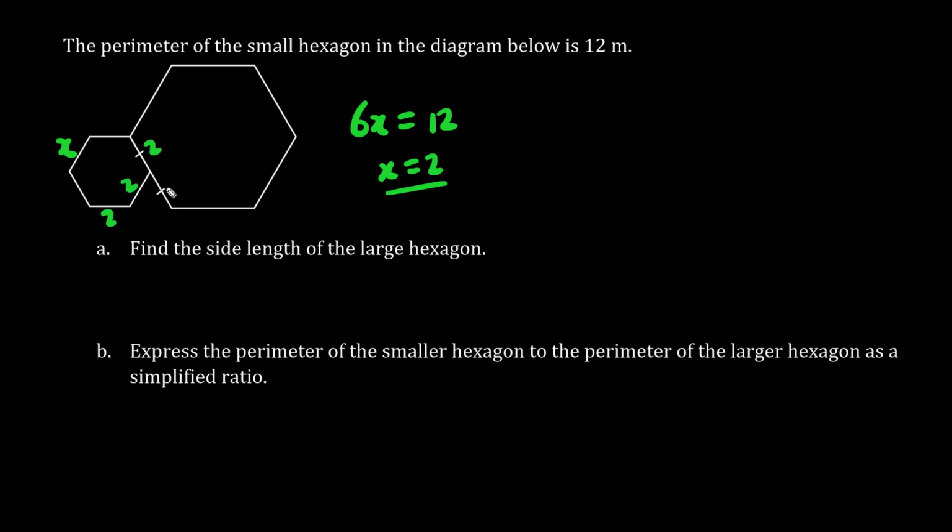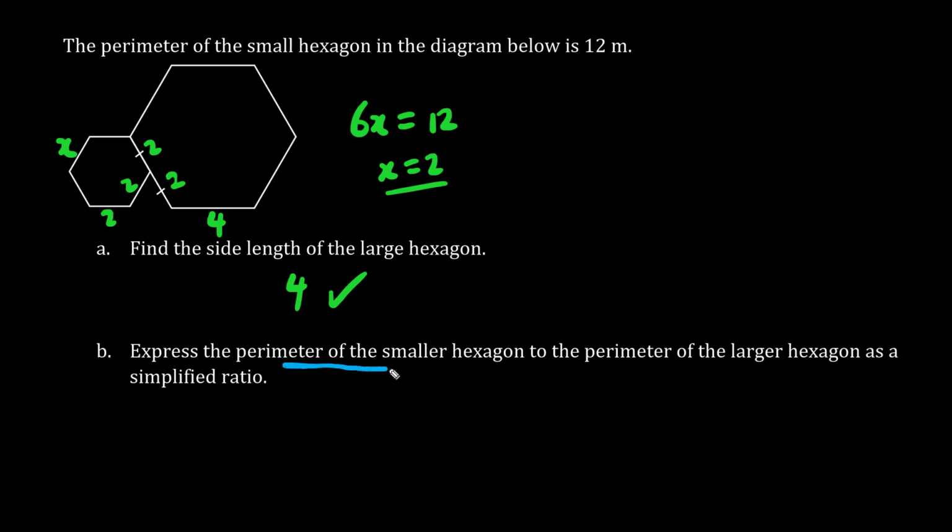2, 2. And for the larger hexagon, these are the same. So we have 2 plus 2 is 4. So each side length in the larger hexagon is 4. So the perimeter of the larger hexagon is going to be 4 times 6. But answering this question, we have a length of 4. That's only one side.